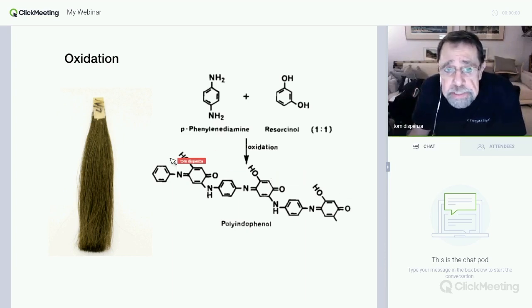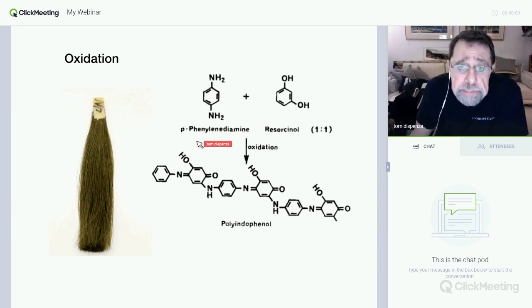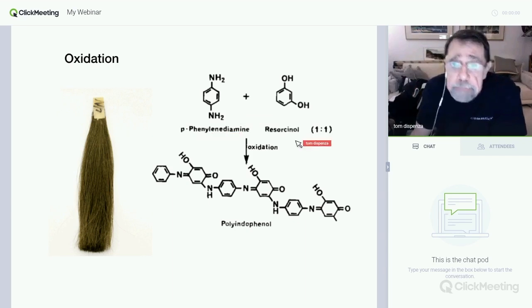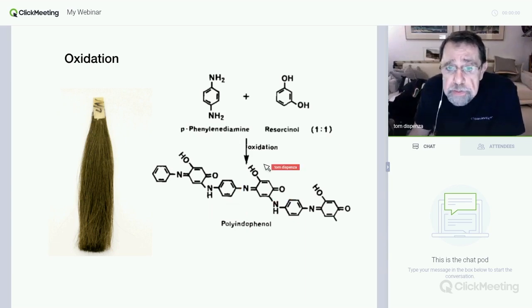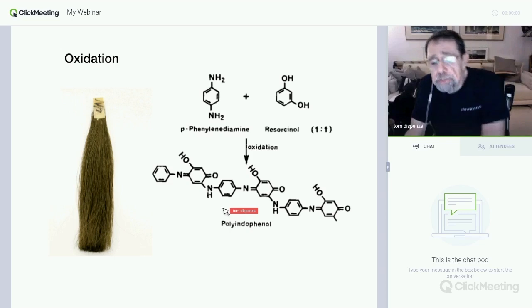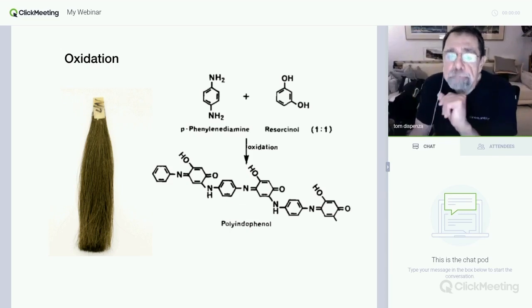The larger this dye molecule becomes, the longer it lasts in your hair. And then we can make slight alterations to it by adding more than one coupler. Remember, phenylenediamine is the dye. Resorcinol is the coupler. The coupler is what forms the dye molecule or the larger molecule that gets stuck in your hair.